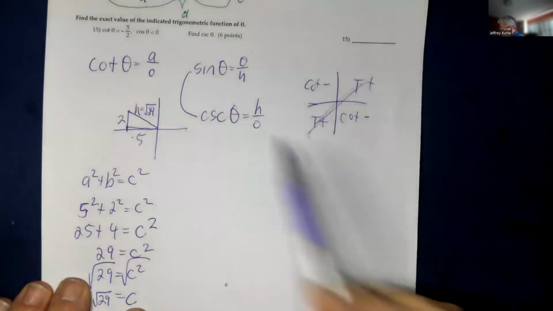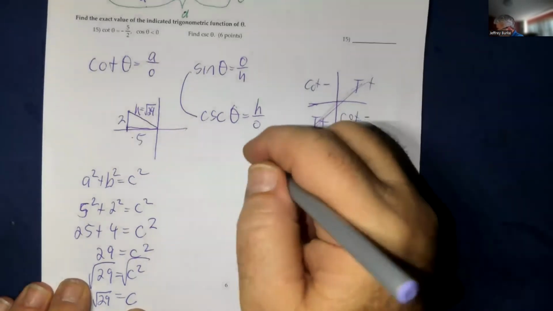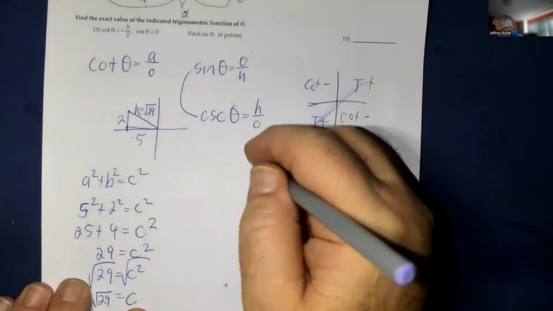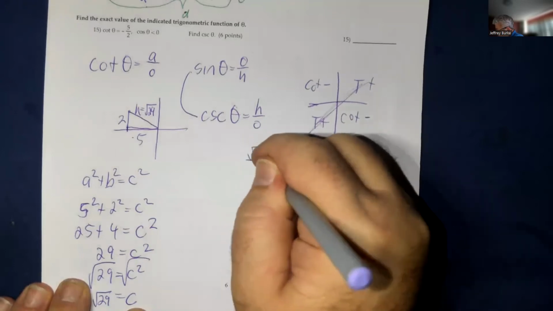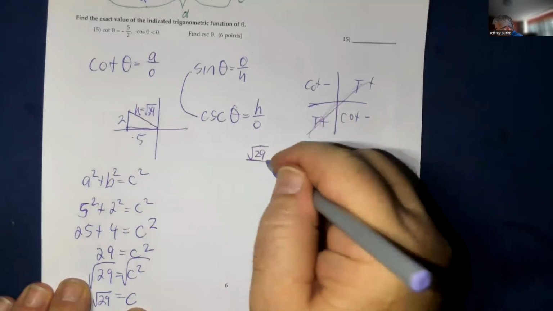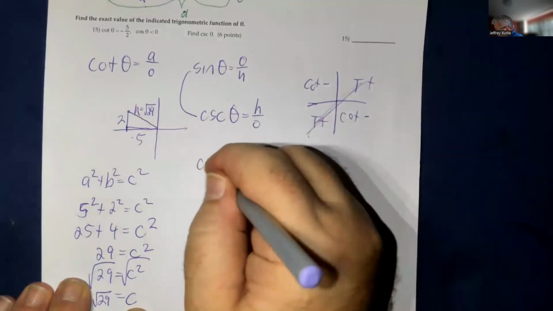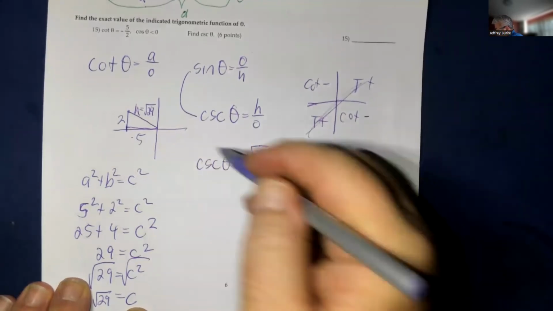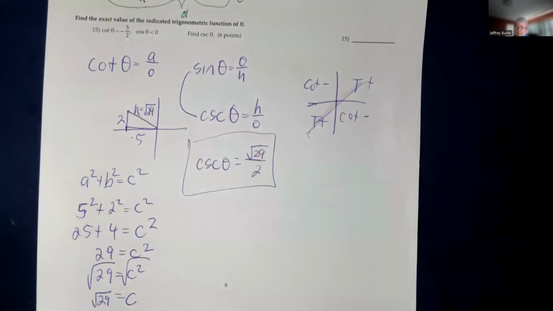So we have the hypotenuse equal to radical 29, and the opposite equal to 2. So the cosecant of theta is going to equal radical 29 over 2, which I believe is the result that's going to be on the answer sheet in the back.